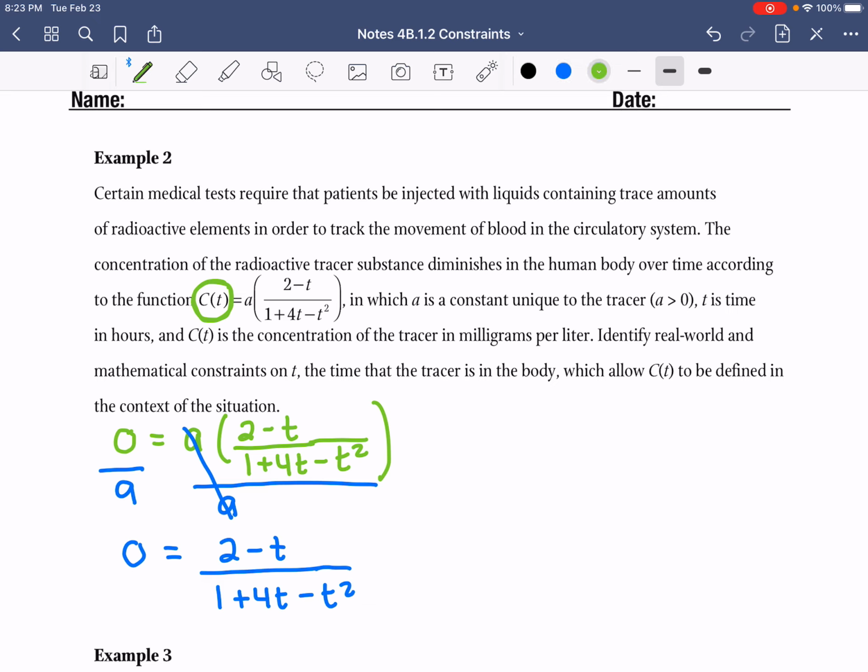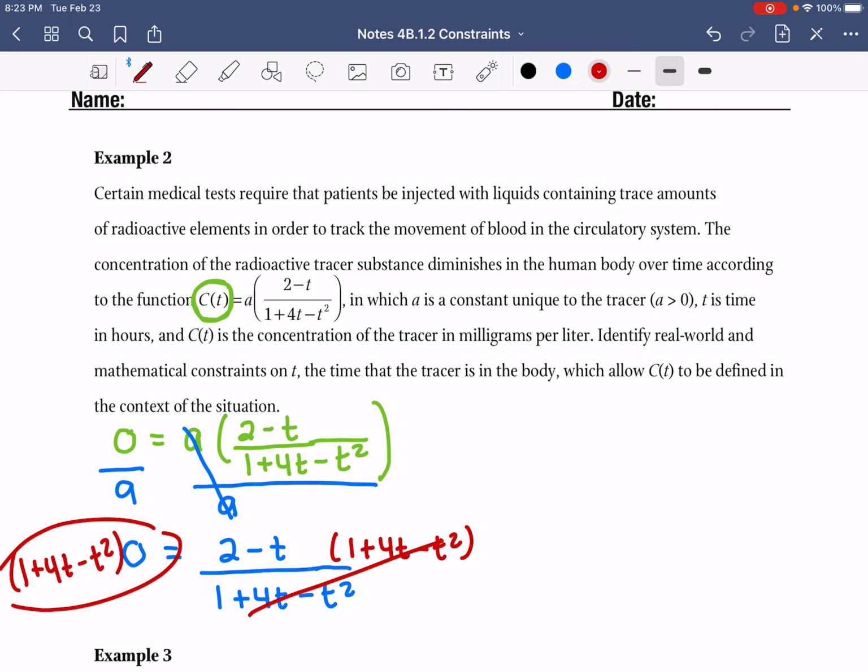All right, I'm going to solve. I want to get my fraction gone. So the way that we get rid of dividing by something is we're just going to multiply both sides by 1 plus 4t minus t squared. Cancels. Well, anything times 0 is just 0, so I get 0 equals 2 minus t. Remember, I'm trying to solve for t, so I'm just going to add t to both sides, and I get t equals 2. So remember, we said that is when the substance, or the concentration gets down to 0, when all of it's gone.